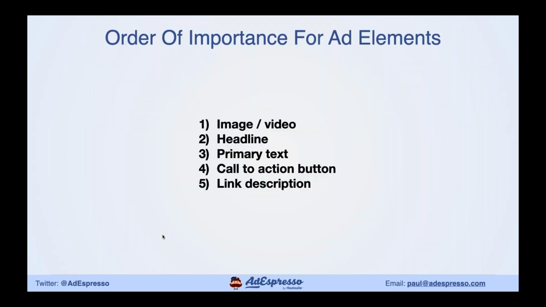Now, this is my personal preference, so don't take it as 100% concrete, but this is what I see from analyzing lots of data. When I'm deciding on the importance of my ad elements, generally the image or video is going to be the most important, then the headline has the most impact. After that, the ad text, then you get into the more minor things like the call to action button, and a distant last is probably the link description.